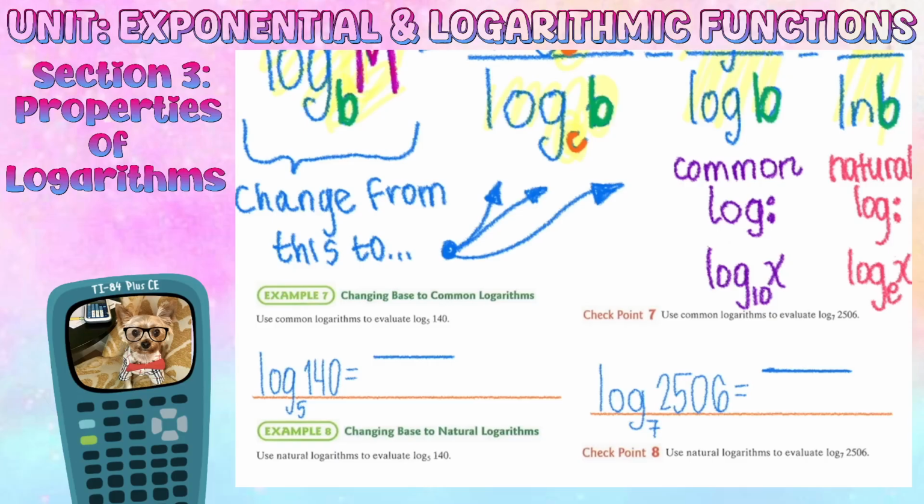Example 7 says use common logarithms to evaluate log base 5 of 140. So I'm going to use common log, which we just said is log base 10, to do this. So what's that going to look like? Well, that means we're going to do log of 140 in the numerator, and then in the denominator log of 5. Now, how do I evaluate that in a calculator?